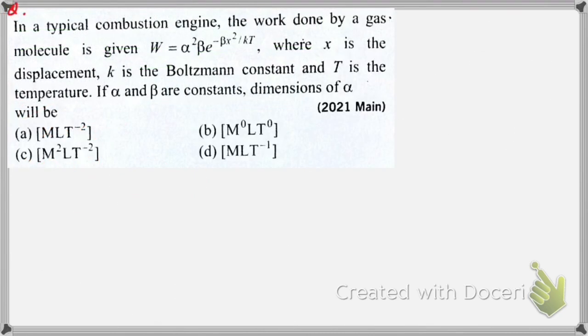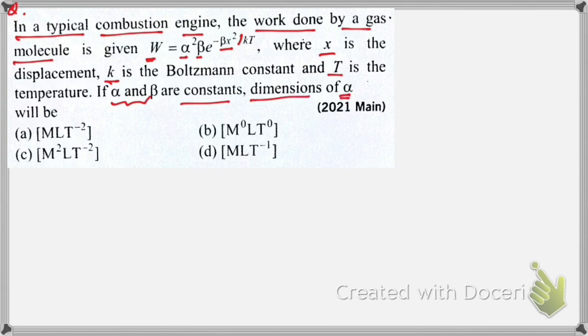So our next question is, here you see, in a typical combustion engine, the work done by a gas molecule is given by W is equal to alpha square beta e to the power minus beta x square by kT, where x is the displacement, k is the Boltzmann constant and T is the temperature, and alpha and beta are constants. It is not said that they are dimensionless constants, it is only said that they are constants. Okay, so we need to find the dimensions of A.